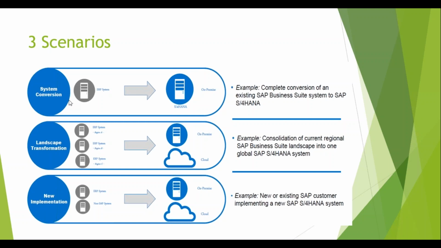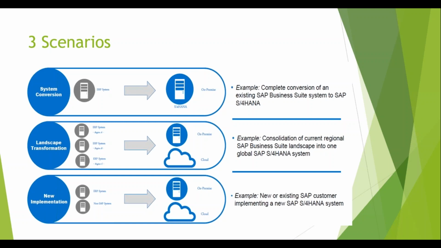Second is the system conversion, where the customer is already using an SAP ECC system. He has a lot of custom objects and he is okay to use the same system and implement the new scenarios that we understood in the last session. So he'll go for system conversion.